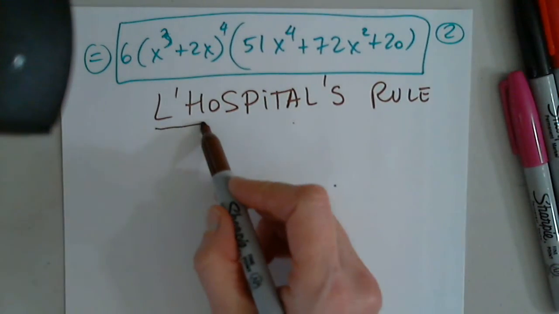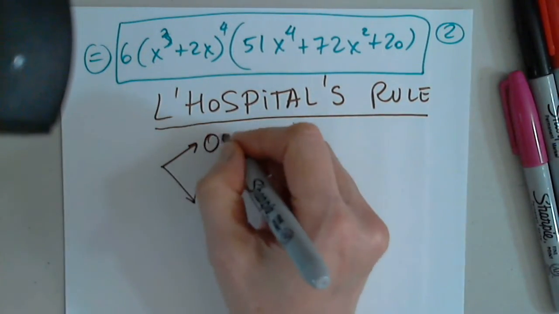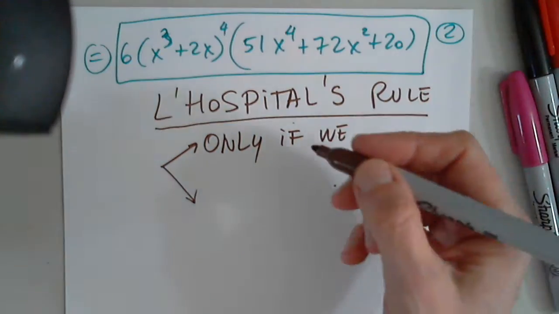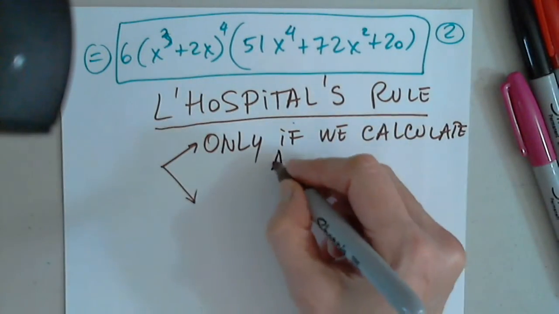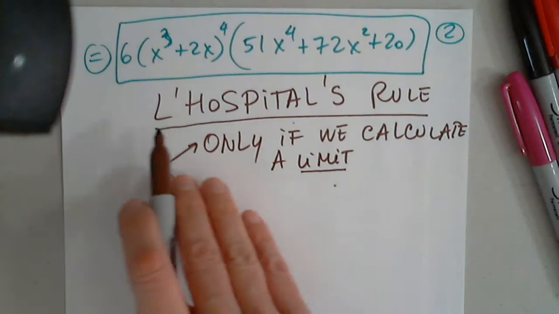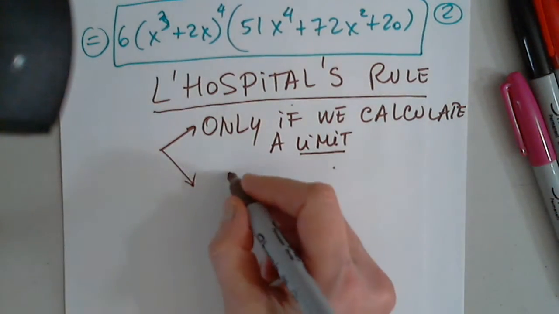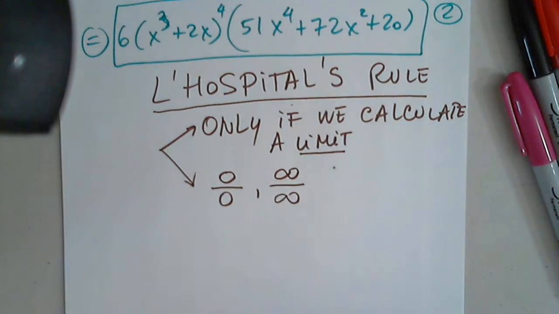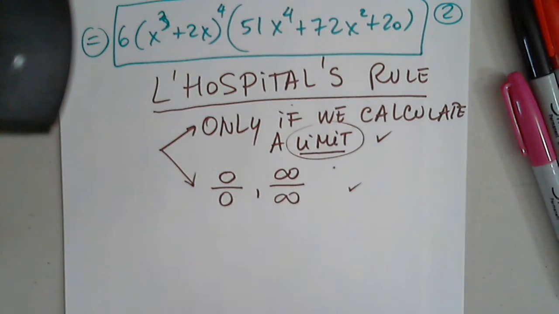So he said this. First of all, 2 conditions. Only if we, or when we calculate a limit. If there is no limit operator in front, L'Hopital's rule is not applicable. And there is a second condition. Only in the situations of 0 over 0 or infinity over infinity. So if both conditions are fulfilled, we are looking at a limit.